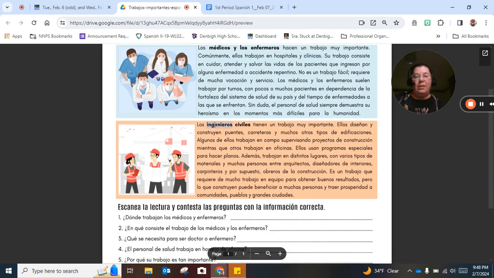In here, we found ingenieros, civiles, importante, supervisando, construcción. I expect you to find about 5 or 6 more in here too. Go ahead and pause your video. Take the time to get that done. Write down your cognates or highlight your cognates on your paper. Pause it and come back.